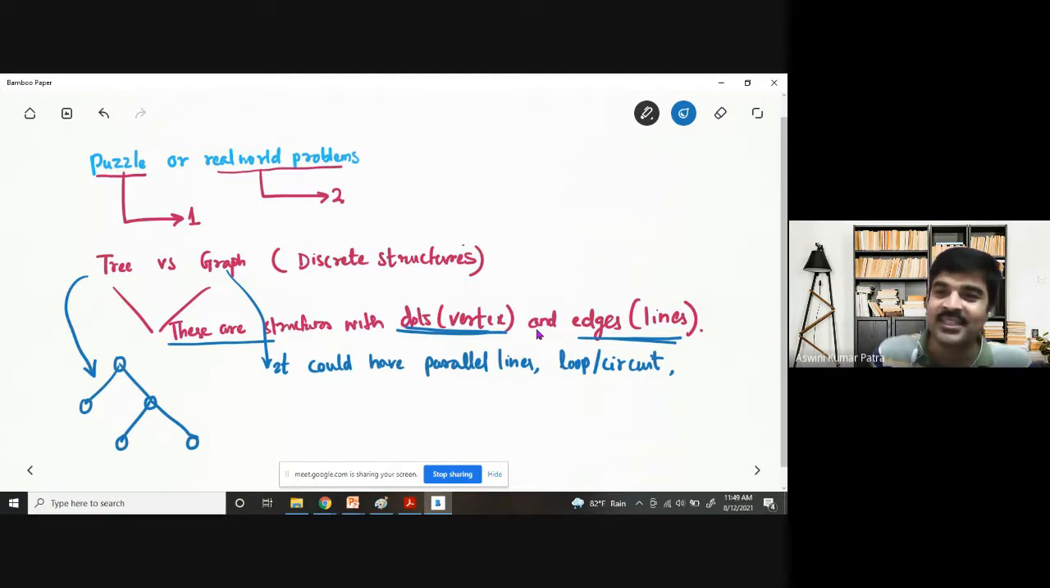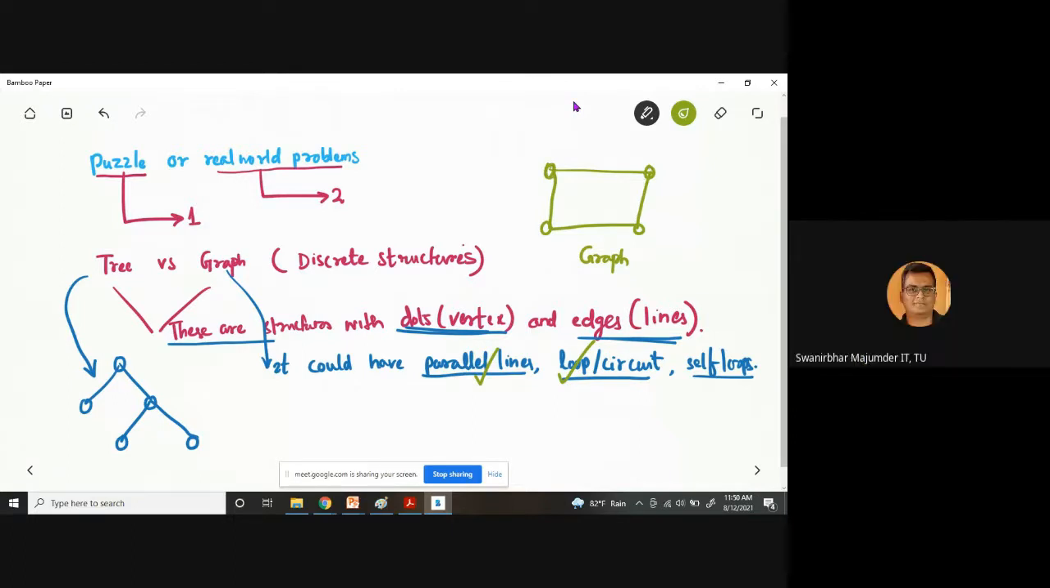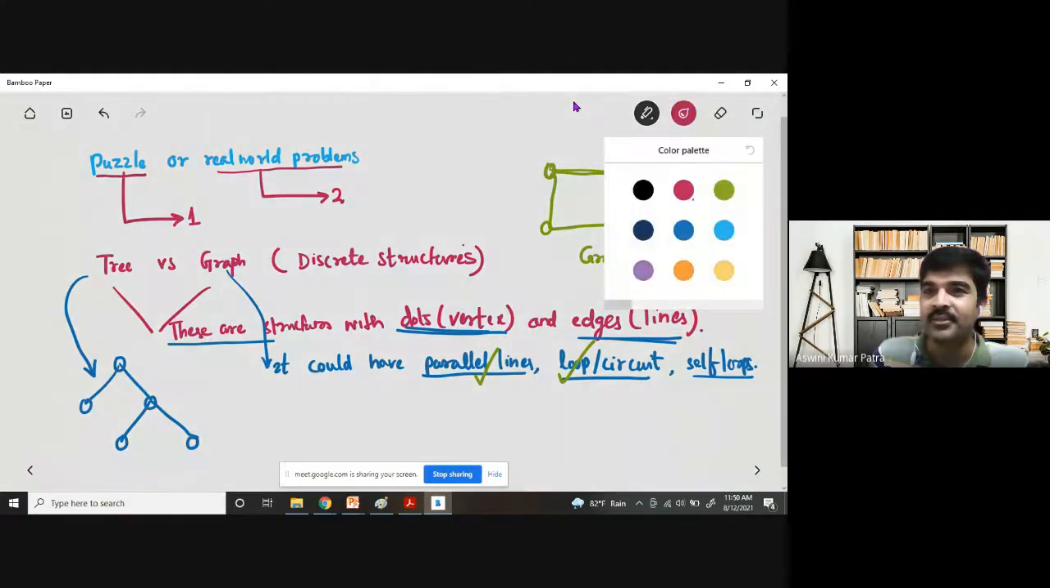It could have parallel lines, loop or circuit, or self loops. Okay, so how do they look? I'm repeating this because I believe in understanding things clearly rather than covering so many things and leaving so many doubts. So here I can have again the dots. I connect them with lines, okay, and it becomes a loop, and it satisfies the definition of my graph because it may contain a loop, or circuit. What does it mean by parallel lines? This dot and this dot have one line already. If I draw one more line to connect them, it's also possible.